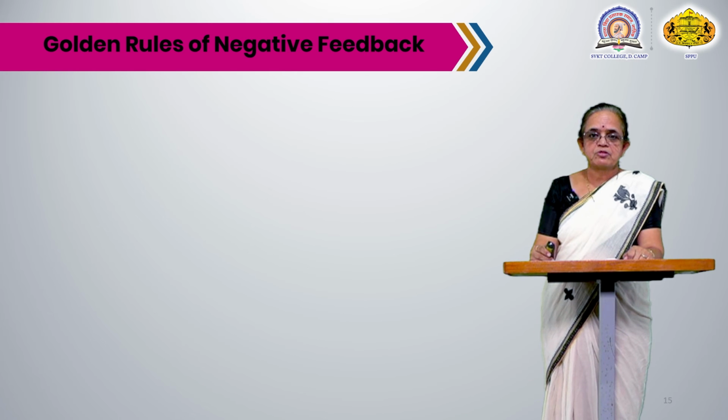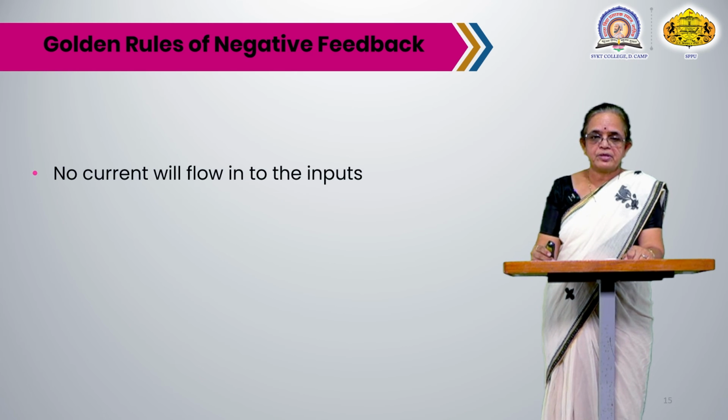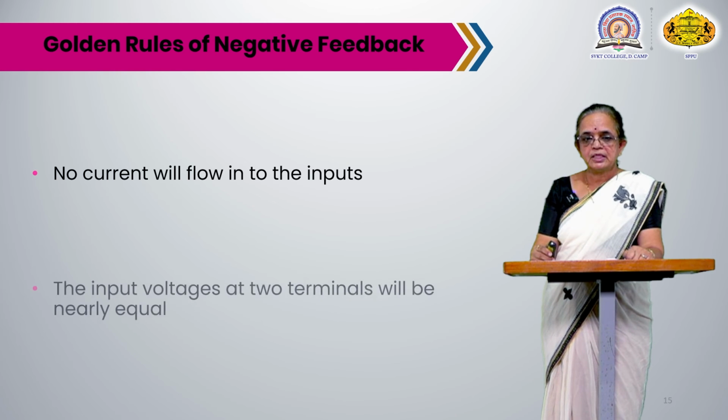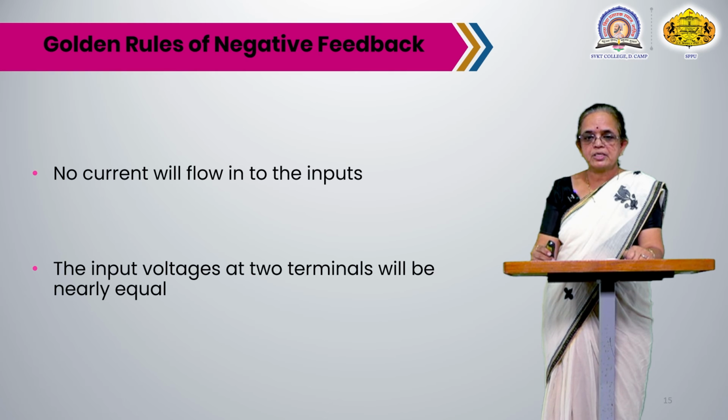Now the golden rules for negative feedback. When we use the operational amplifier, to control the gain of the operational amplifier we use negative feedback, and there are golden rules for that, meaning how we can apply it. First is that no current will flow into the inputs, because as Ri is equal to infinity, the current will not flow to the inputs. And second is that the input voltages at the two terminals will be nearly equal, meaning Vp is equal to Vn for negative feedback.